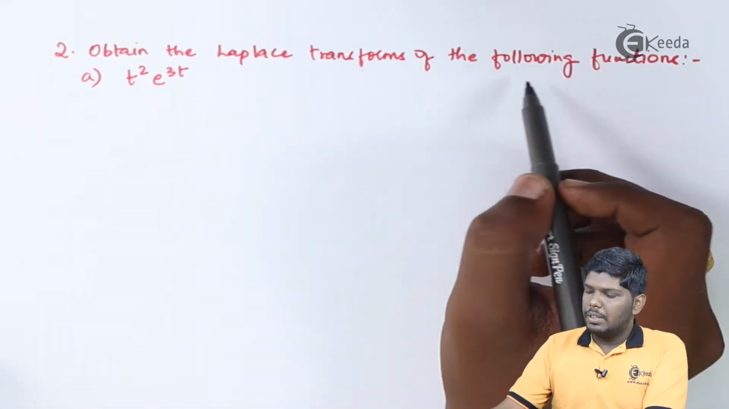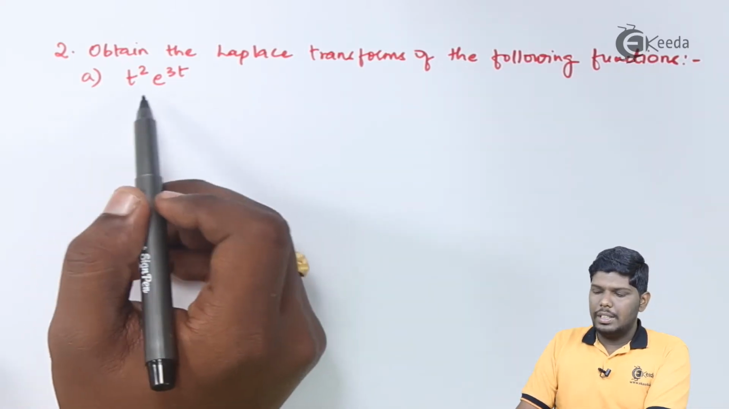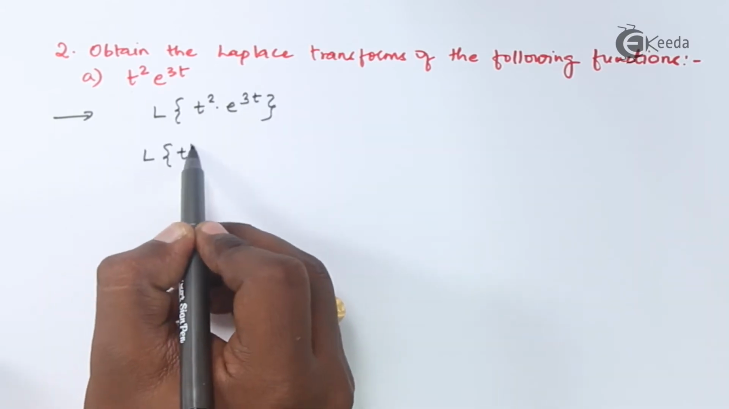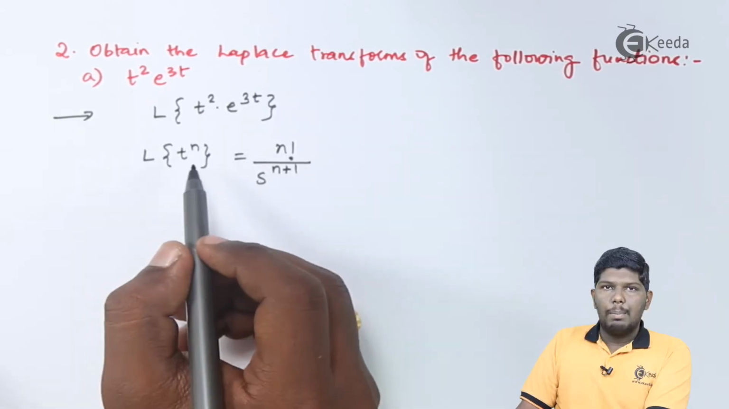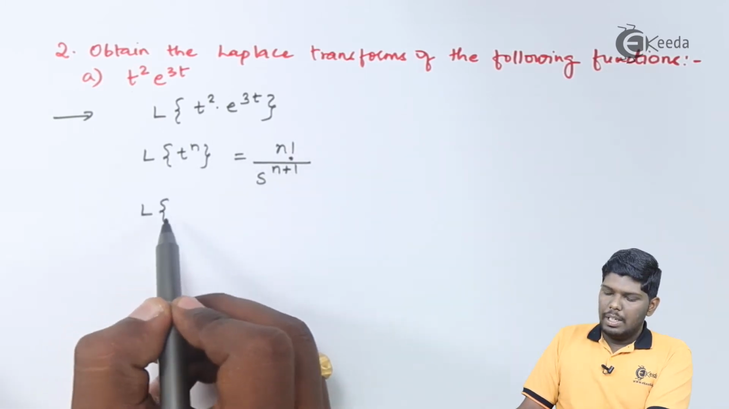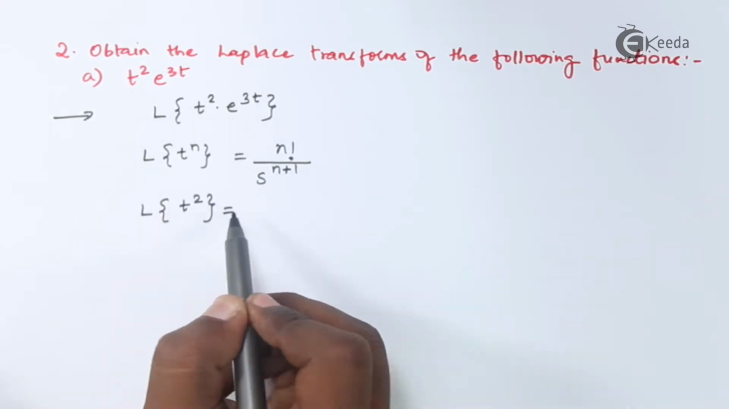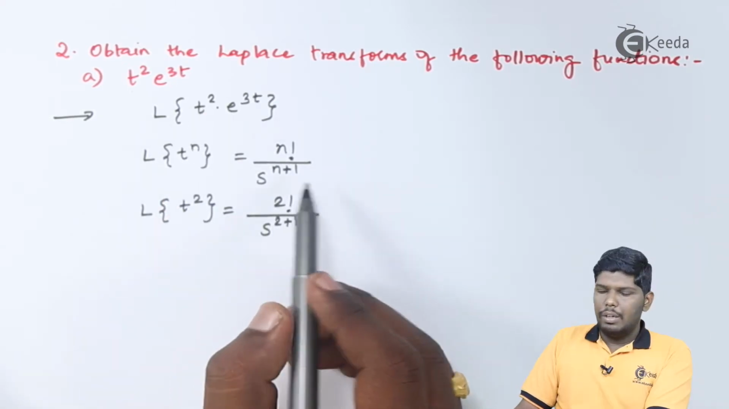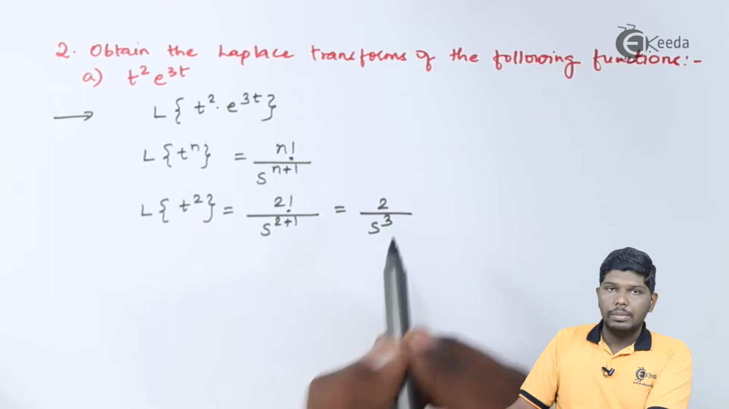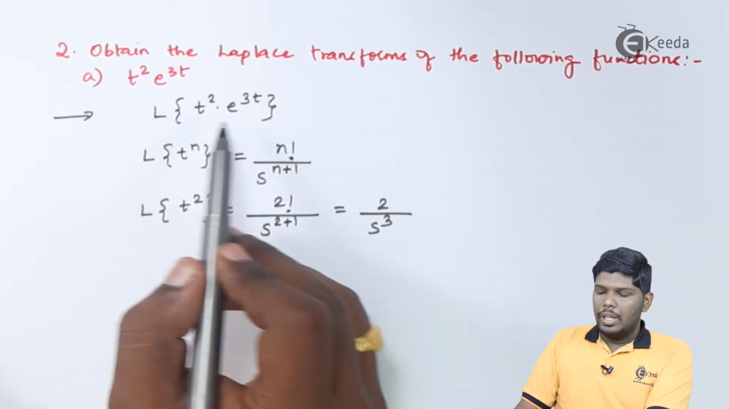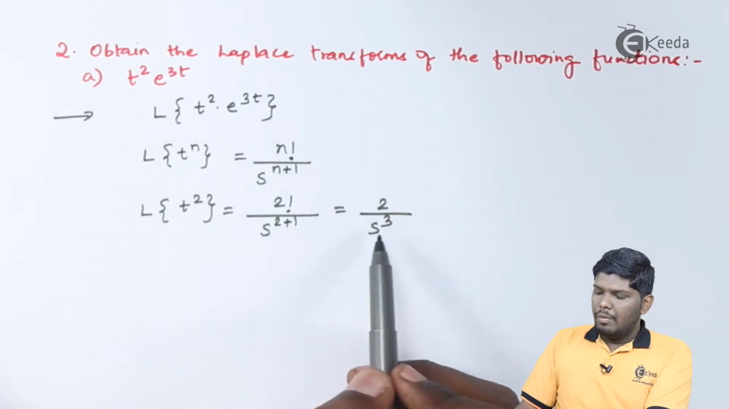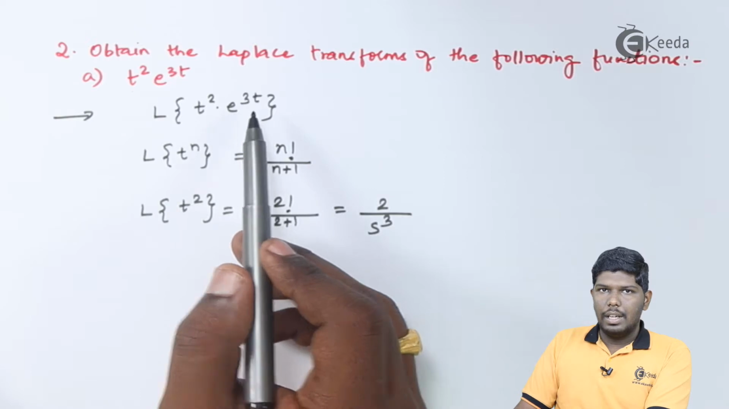Obtain the Laplace transforms of the following functions, out of which first is t square into e raised to 3t. Laplace of t raised to n is given as n factorial upon s raised to n plus 1. Similarly, if I find Laplace of t square, this will give you 2 factorial upon s raised to 2 plus 1, that is equal to 2 upon s cube. But whenever t square is multiplied with e raised to 3t, we can use the shifting property, where the value of s will be replaced by s minus 3.